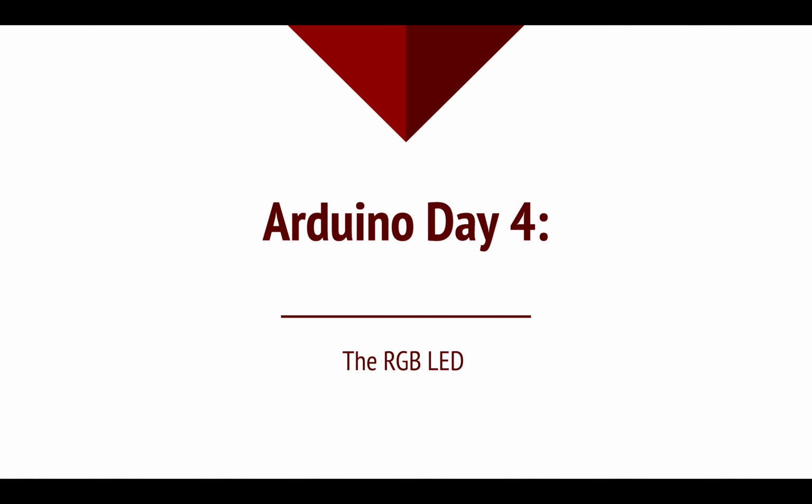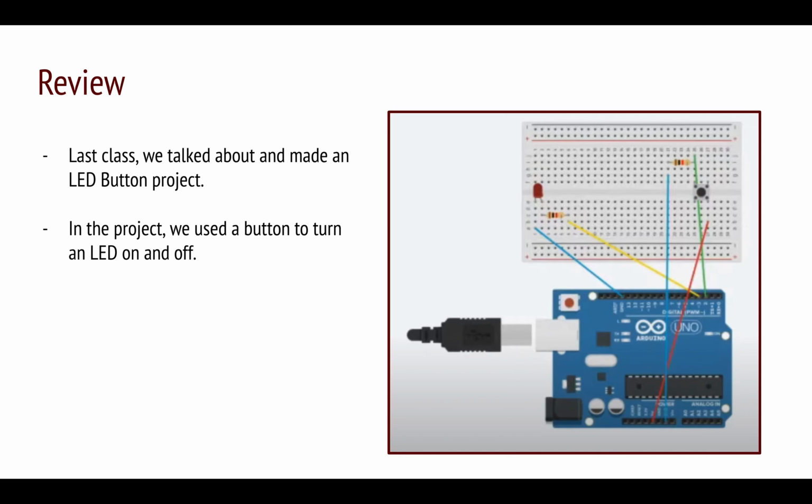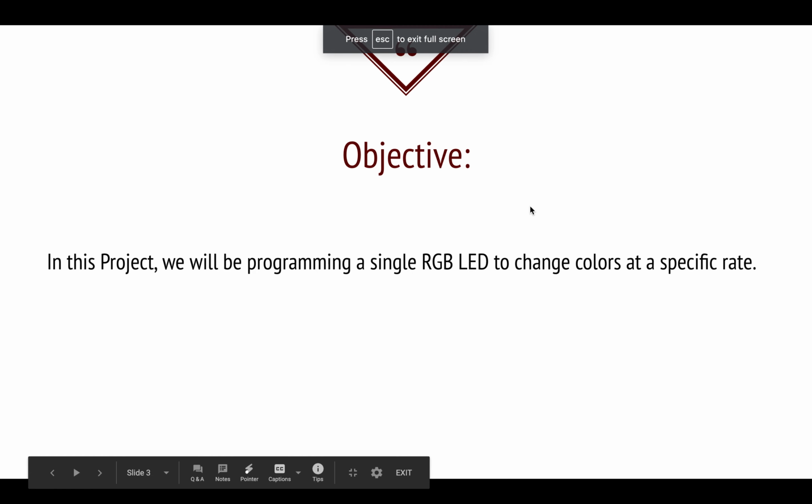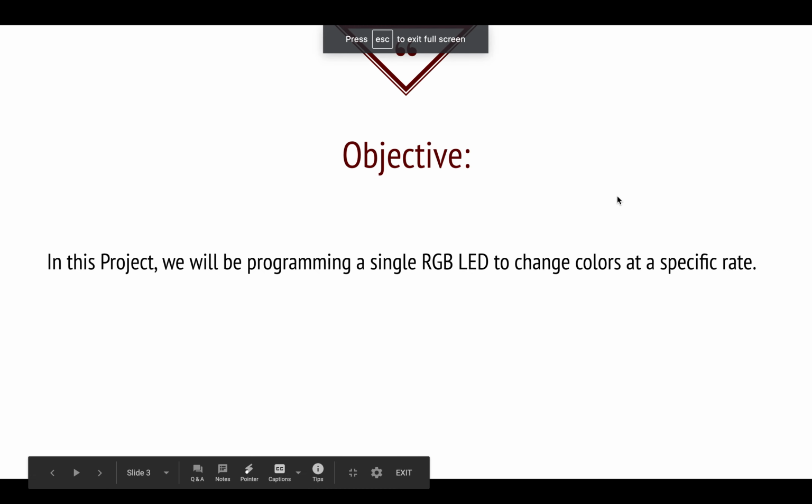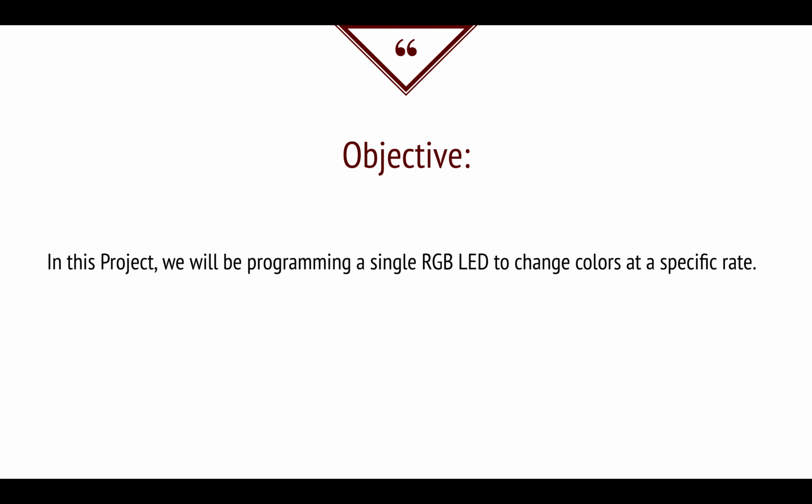Today, we're learning about the RGB LED. Last class, we talked about and made an LED button project. In the project, we used a button to turn an LED on and off. In this project, we will be programming a single RGB LED to change colors at a specific rate. But to do that first, we'll have to have a basic grasp on color theory as well as the RGB LED itself. Let's take a look.